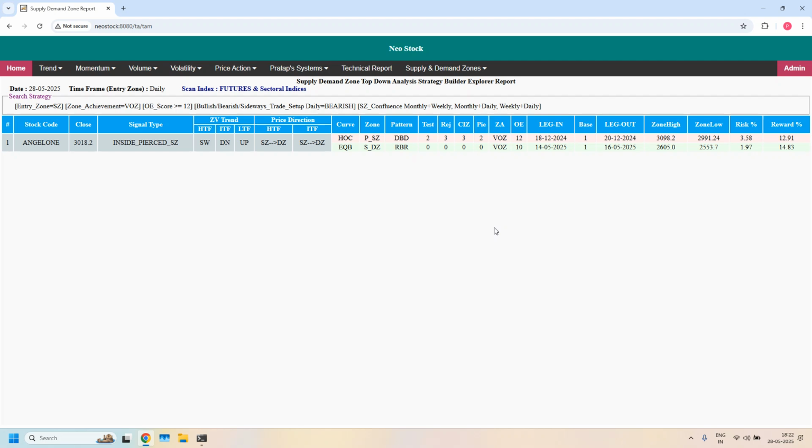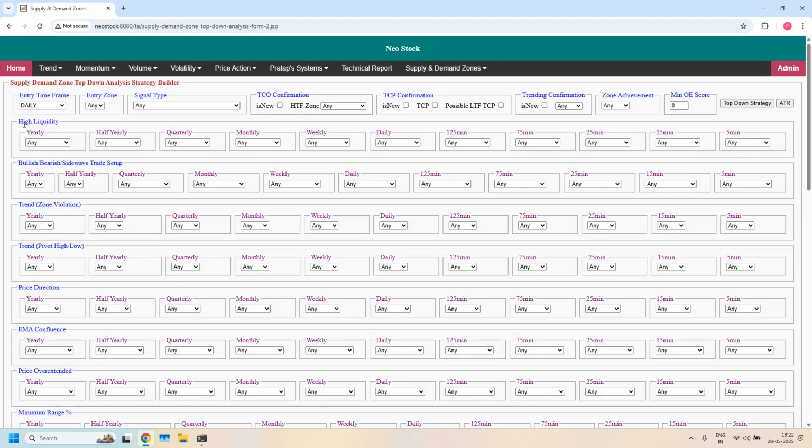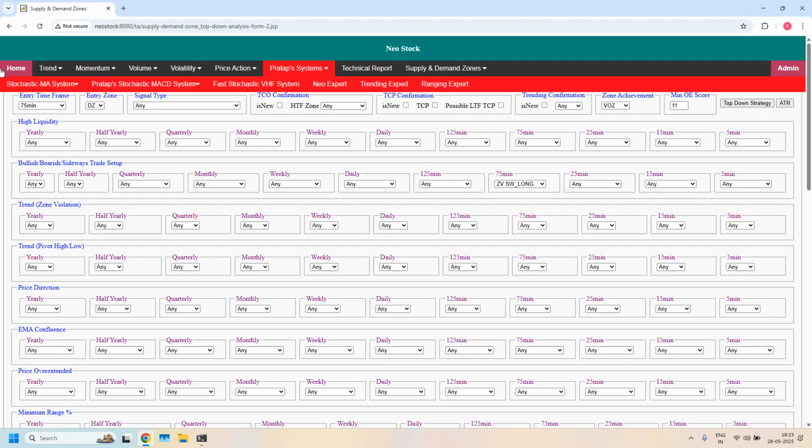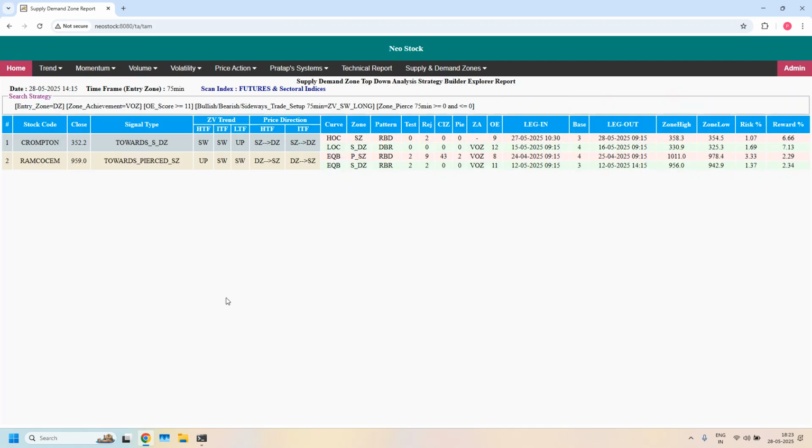Next we will look into weekly income trades. First weekly income trade, sideways long trade setup, entry time frame 75 minutes. Entry zone demand zone, bullish or bearish or sideways at 75 minutes. I'm selecting sideways long, zone achievement VOZ, minimum order enhances score 11 for sideways, and also the 75 minutes demand zone should not be pierced. So at pierced count at 75 minutes time frame, I'm setting minimum value 0, maximum value 0. With these filters, all three filters applied to 75 minutes demand zone, we got two stocks. This is a sideways long trade setup for weekly income trade.